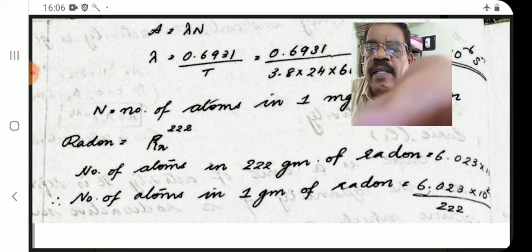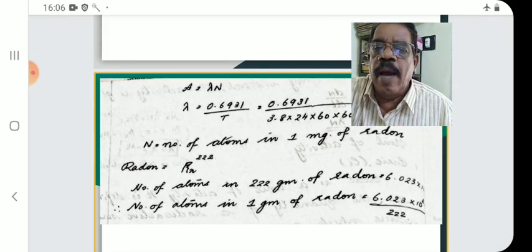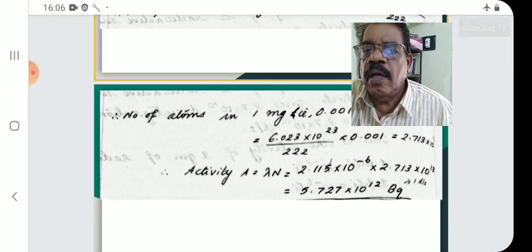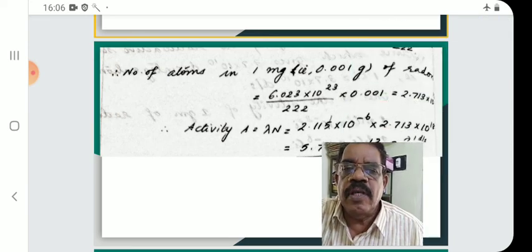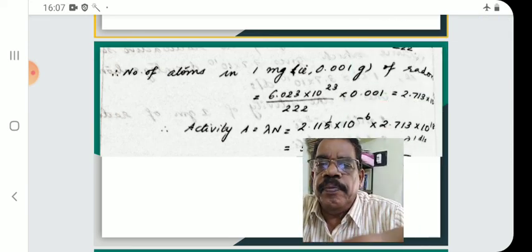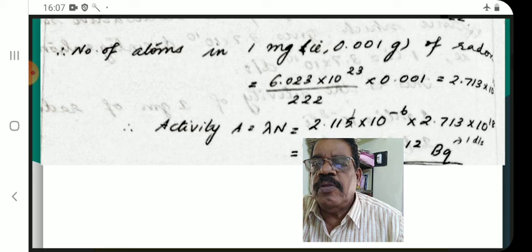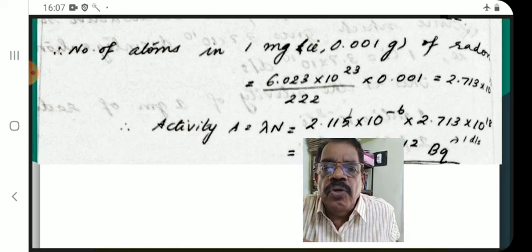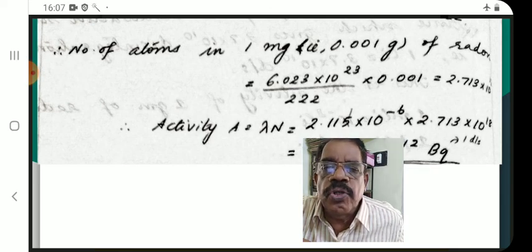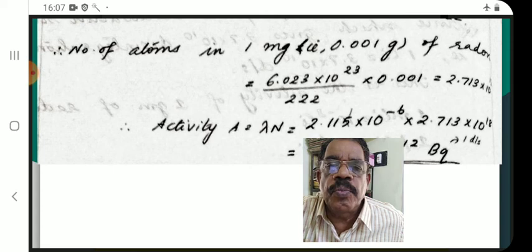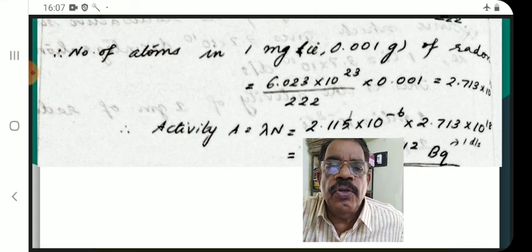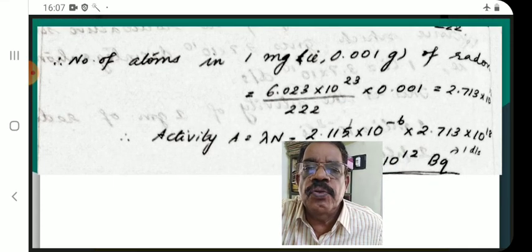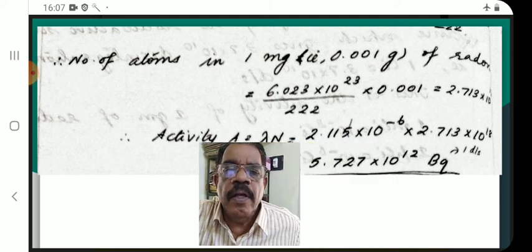We have to find the number of atoms in 1 milligram of radon. Number of atoms in 1 milligram of radon is equal to 6.023 into 10 raised to 23 by 222 into 1 milligram, which is 0.001 gram, equal to 2.713 into 10 raised to some power. You see the power, it is 18 or something like that.